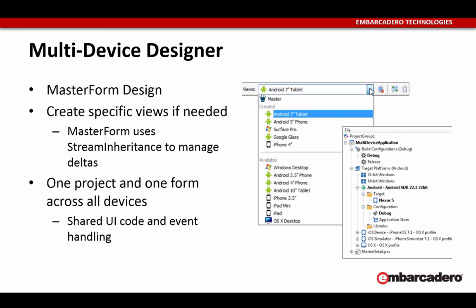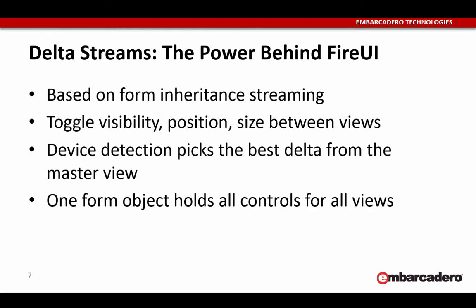The master form uses stream inheritance to manage the differences between the device views and the master view. You have one project and one form across all devices. And again, there's shared UI code and event handling for the different targets. Delta streams are the real power behind FireUI. It's based on form inheritance streaming. It allows you to toggle visibility, position, change the size between views for each of the target devices. Device detection at runtime picks the best delta from the master view.